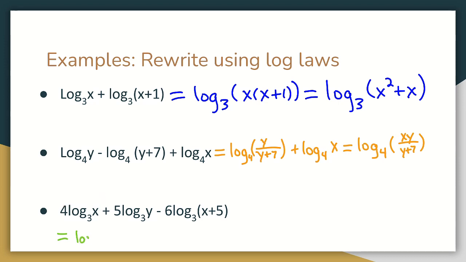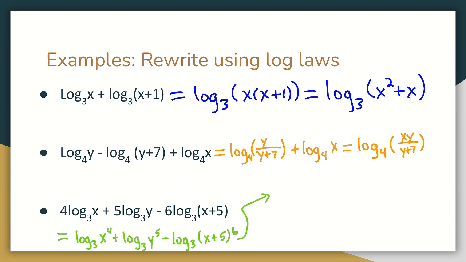So we can rewrite that log base 3 of x to the 4th plus, now we're going to do the same thing here. The 5 comes in and becomes the exponent on the argument. Log base 3 of y to the 5th. And finally, the same thing, that 6 becomes the exponent on the argument. The whole argument there is x plus 5. So log base 3 of x plus 5 to the 6th. And that is how we rewrite it for the first step.